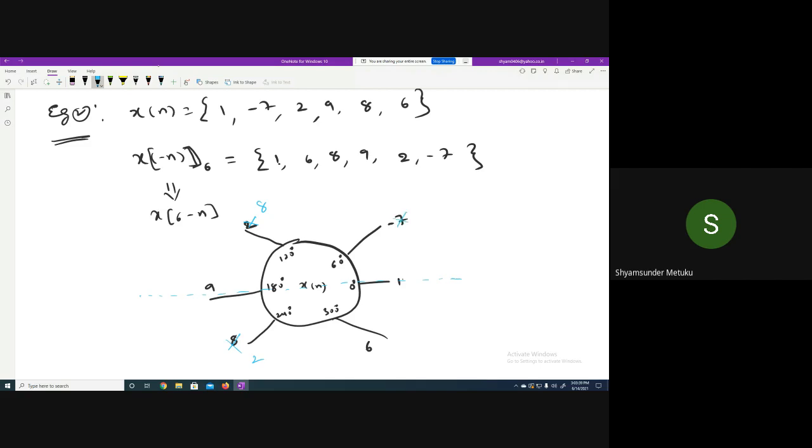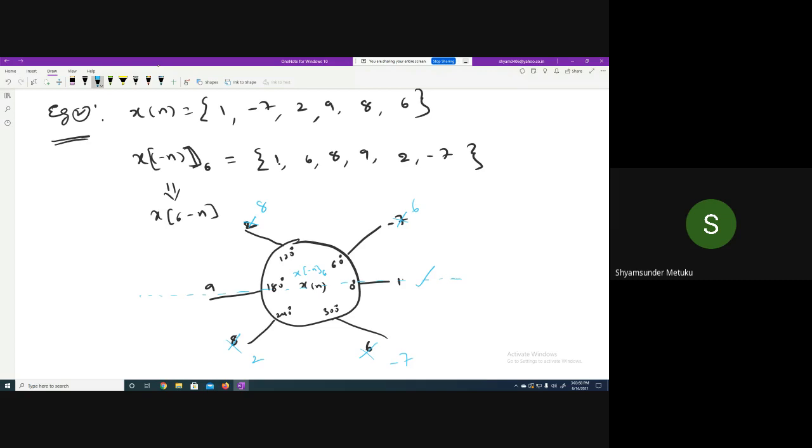Similarly, in place of minus 7, I write 6. In place of 6, I will write minus 7. Is it okay? 1 and 9 remain the same. Then the blue color sequence is called x of minus n modulo 6. Now you rewrite it in your fashion. So you start from here only, no?